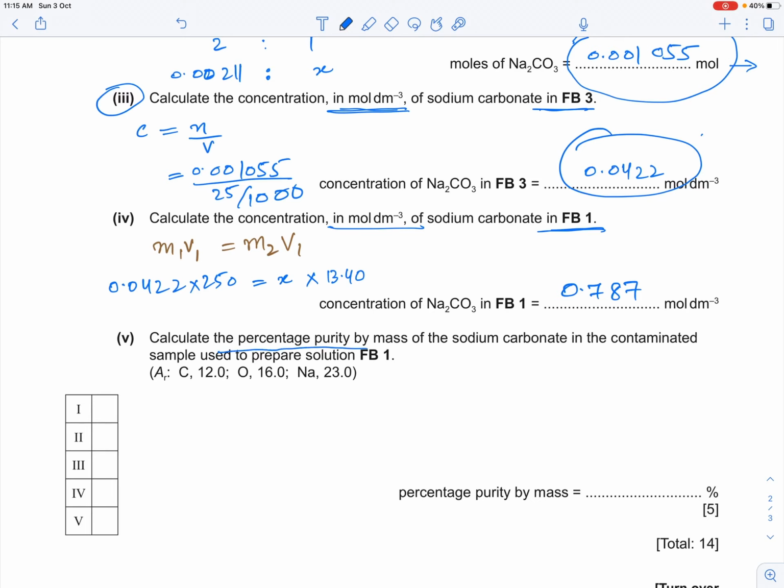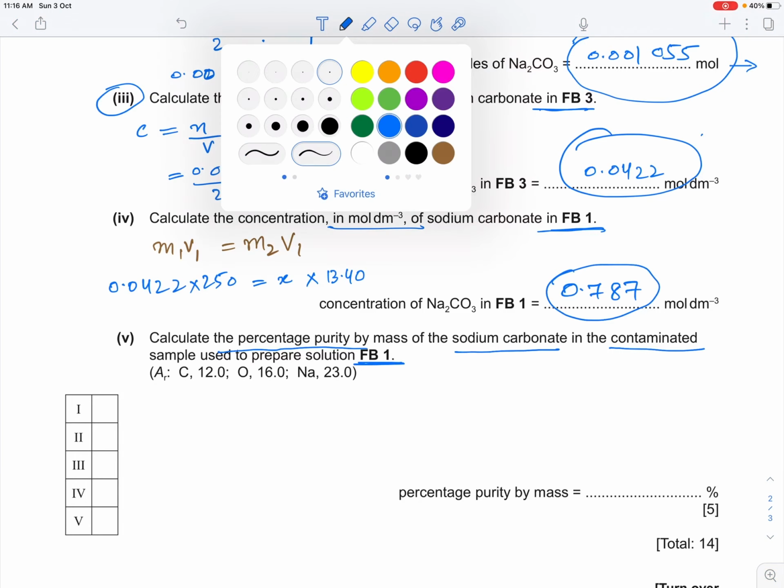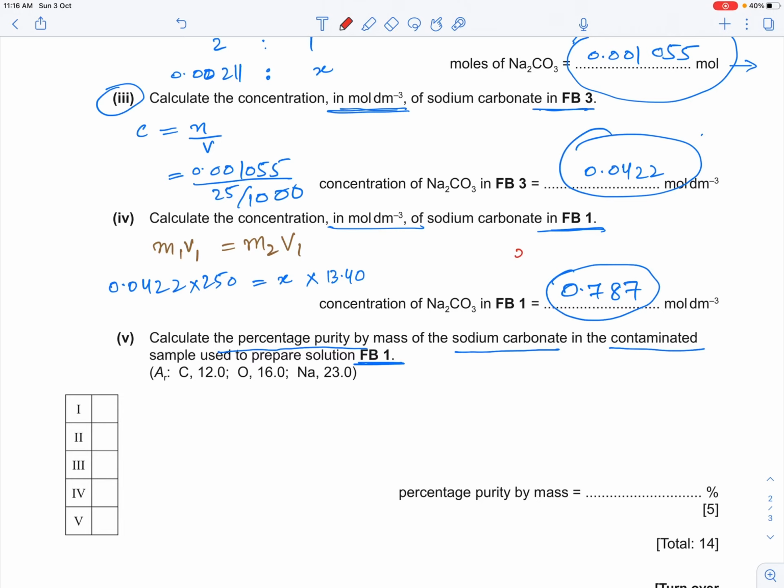Now the last part: calculate the percentage purity. We have to calculate the percentage purity by mass of the sodium carbonate in the contaminated sodium carbonate sample used to prepare the solution of FB1. The concentration of sodium carbonate in FB1 is 0.787 moles per dm cube. That means we have 0.787 moles in 1 dm cube of solution, right?